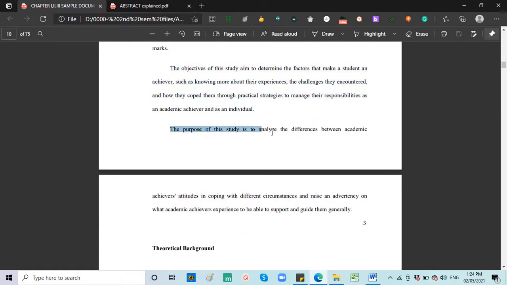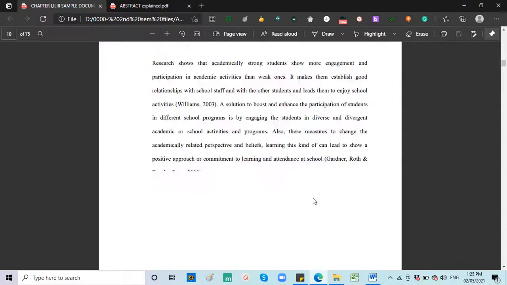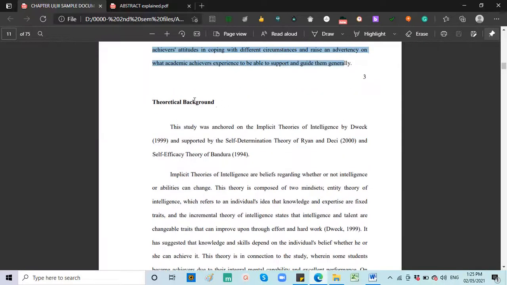The purpose is to analyze differences between academic achievers' attitudes with different circumstances, and raise awareness on what academic achievers experience to be able to support them generally. Your purpose is like this since the research gap was established, you want to know this, so that via the findings you can get, you'd be able to give suggestions that may be able to support them. Okay, so that is the last part of your rationale. That's it. And followed by the theoretical background.